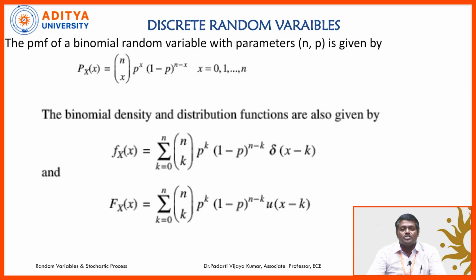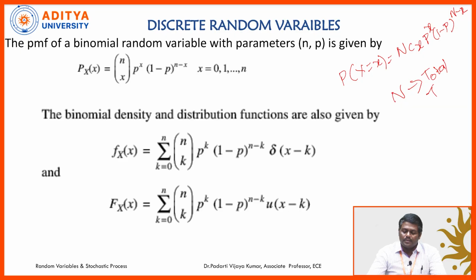The probability mass function of a binomial random variable is defined as probability of X equal to x is equal to nCx, p power x, (1 minus p) whole power n minus x, where n is the total number of trials, x is the number of times it is a success, p is the success probability, and 1 minus p is the failure probability. So, this is the probability mass function.